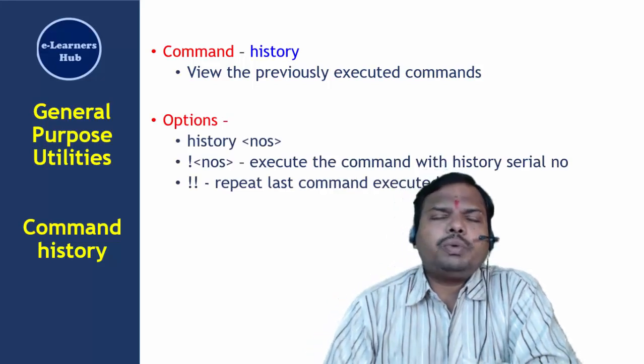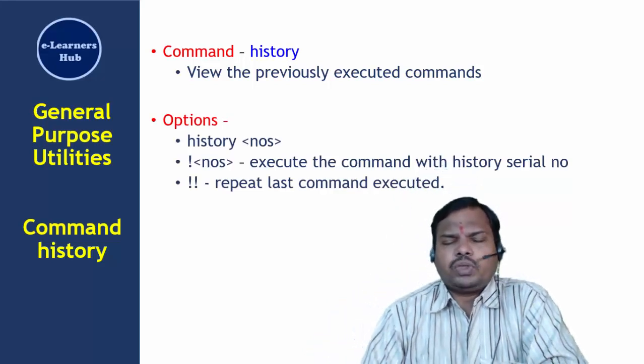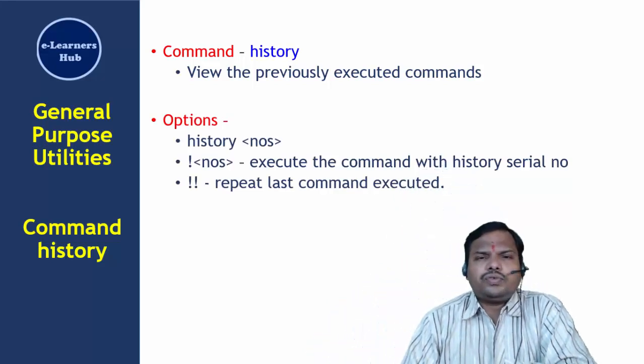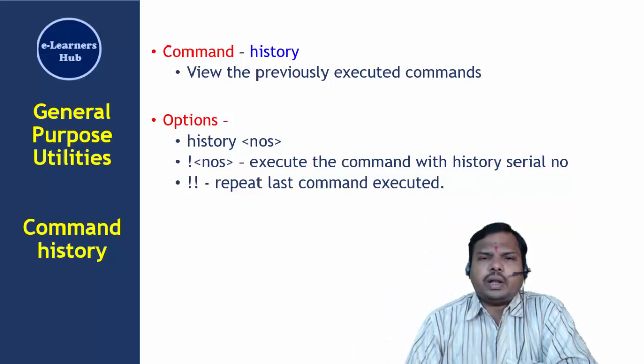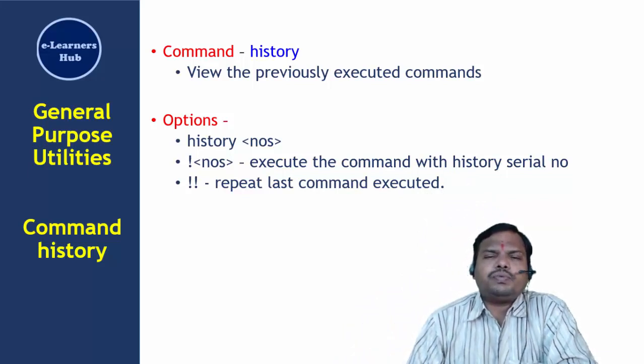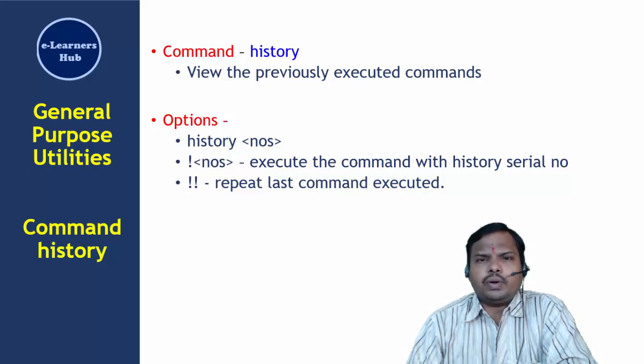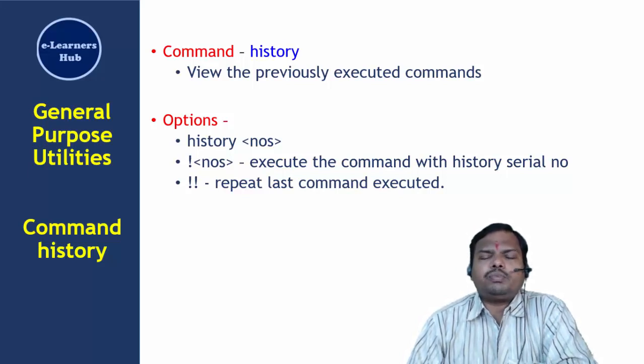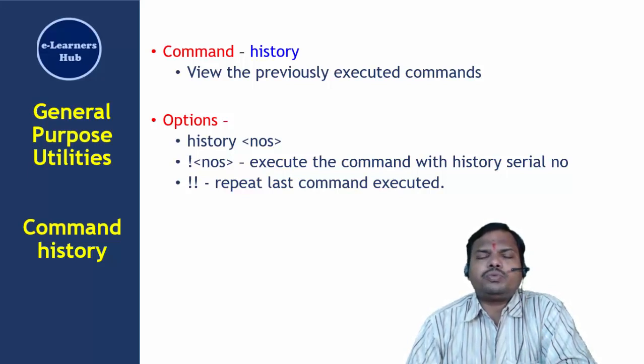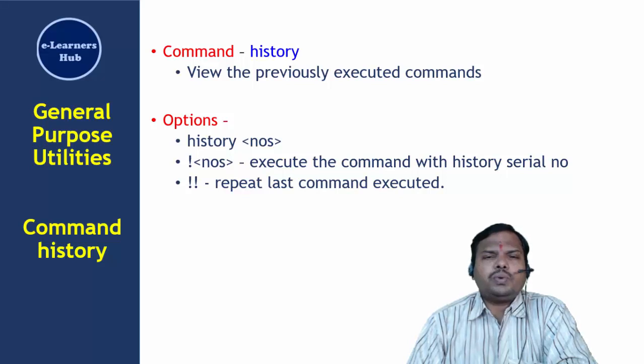So the options that we use with the history command: you can specify a number directly. If you want to see what was the fifth command that you typed earlier, you can say history 5, so that will display the fifth command, and it also displays the output for that command.